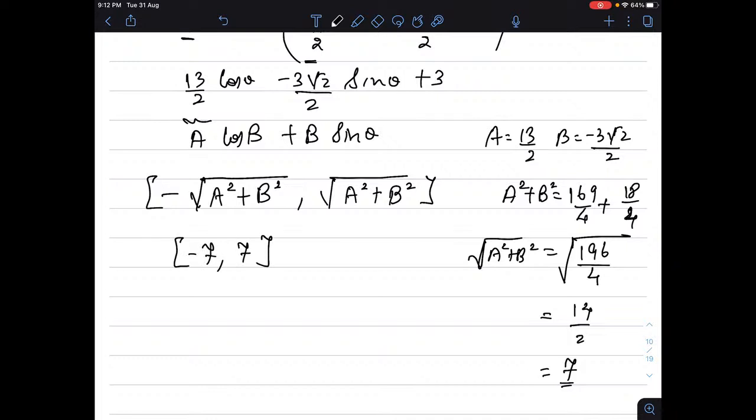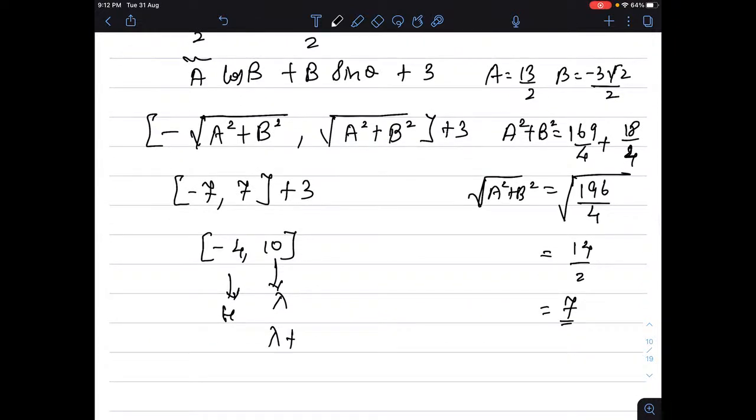Along with this, what do we have? Plus 3 also we have. So the values will be ranging from minus 4 to 10 over here. So the value of lambda will be becoming what? 10 over here, and mu will be becoming what? Minus 4 over here. So lambda plus mu will be becoming 6 and lambda minus mu will be becoming 14.